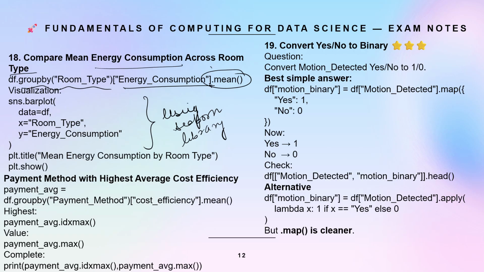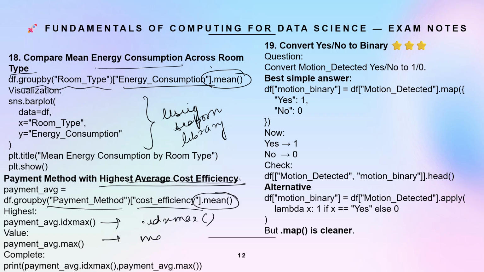For which payment method has the highest average cost efficiency, use groupby payment method, cost efficiency dot mean. For the highest, you'll use dot idxmax. For the value, you will write max. And similarly, now you can club them together and get it printed.